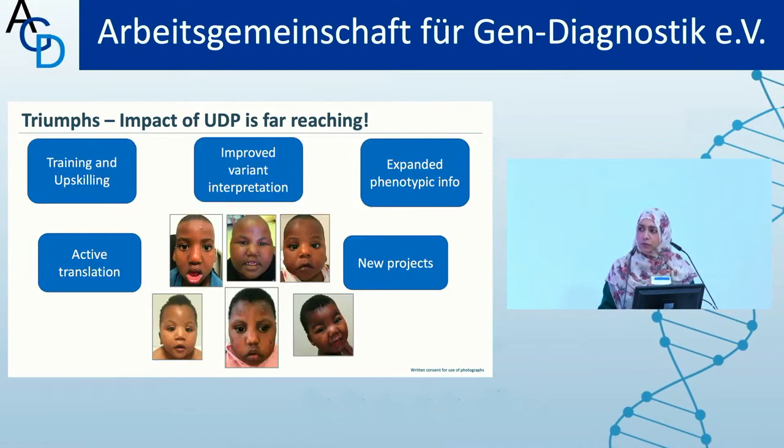We've been able to train and upskill many, many young people in terms of very rare skills like bioinformatics and clinical genetics. And this has filtered out not only to my group or our country, but further into Africa. We've been able to improve variant interpretation on the continent. We've expanded the phenotypic information and understanding of many different disorders. There's active translation going on.